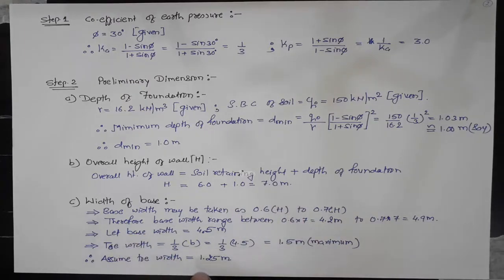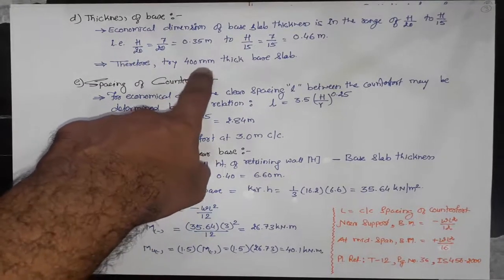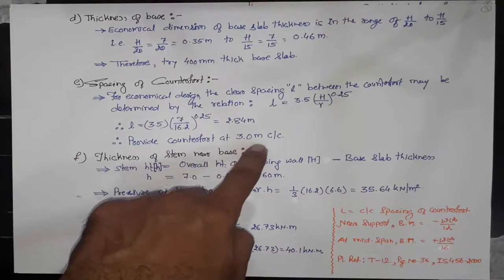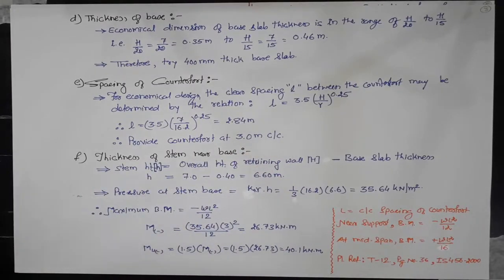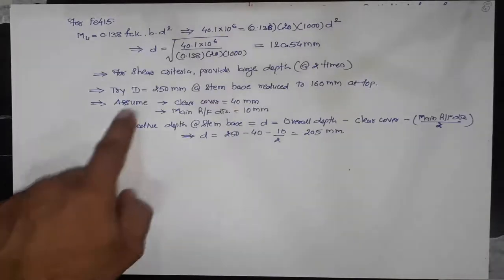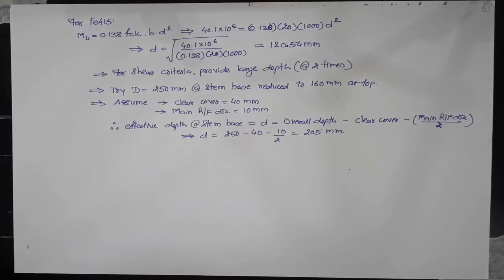Width of base was assumed to be 4.5 meter as well as the toe width was assumed to be 1.25 meter. The thickness of base was assumed to be 400 mm. We have assumed the spacing of counterfort for an interval of 3 meter center to center. After that, we have worked out the stem thickness at base as well as top, which comes out to be 250 mm at base, which gets reduced to 160 mm at top.